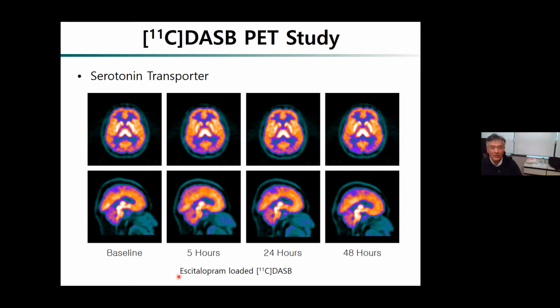So we can calculate the optimal concentration of escitalopram for each patient. We concluded that there are several different types of dose range. So we use from 10 milligram to 50 milligram of escitalopram for treatment of the patient.